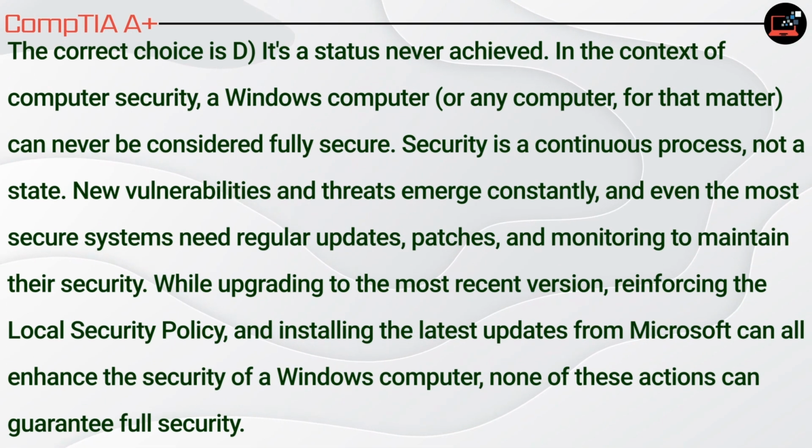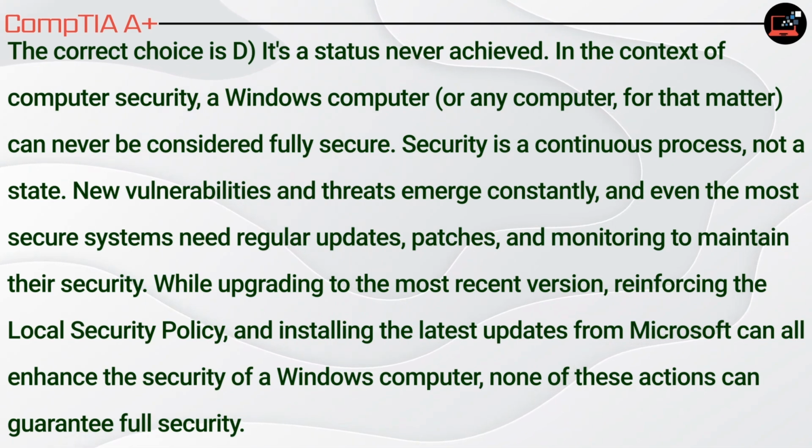The correct choice is D. It's a status never achieved. In the context of computer security, a Windows computer, or any computer for that matter, can never be considered fully secure. Security is a continuous process, not a state.